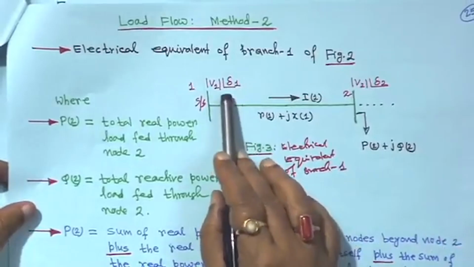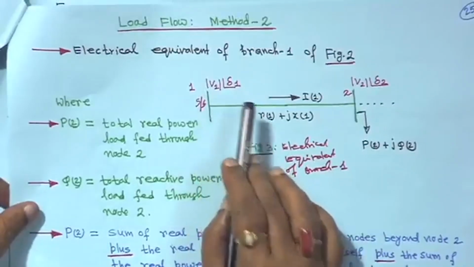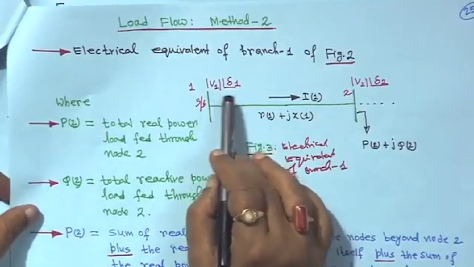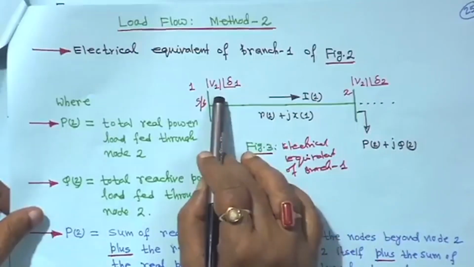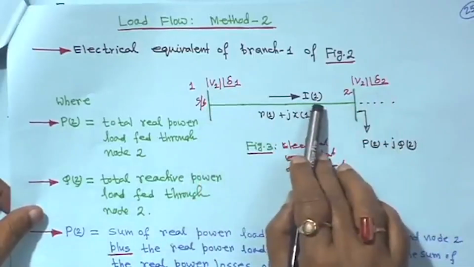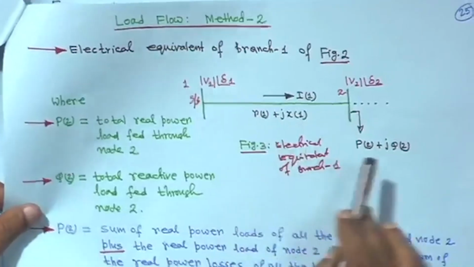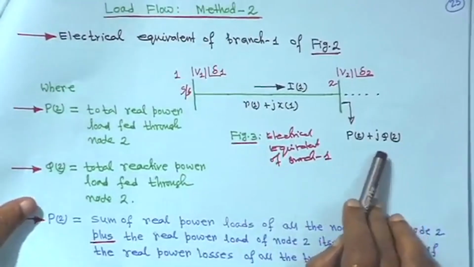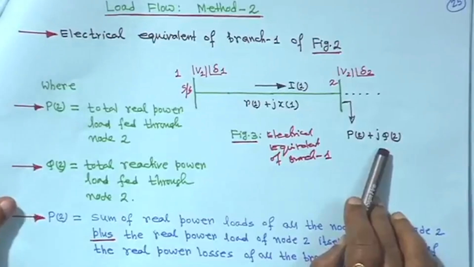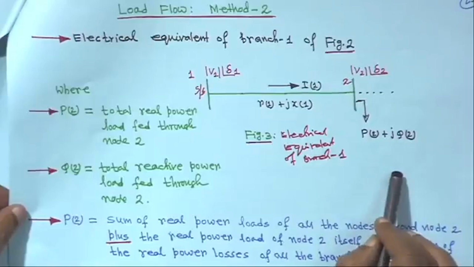This is the sending end voltage, of course, it is equivalent branch 1, but for generalization we will keep V1 angle delta 1. V1 is the voltage magnitude here. Again and again I will not utter magnitude. And this is V2 angle delta 2, this is the branch current I1, and this is your impedance R1 plus jX1, and this is the total load fed through node 2. When we take a small numerical, at that time the whole concept will be very transparent to you.